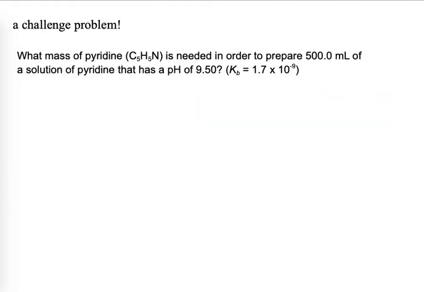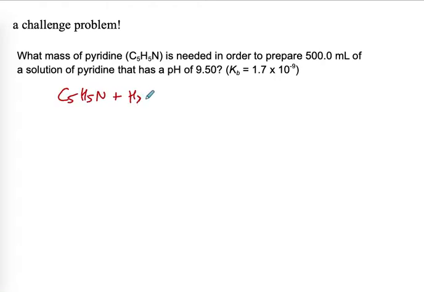One final problem that's a little bit challenging: what mass of pyridine, a weak base for which Kb is given, is needed to make a specified volume of a solution that has a specified pH? Well, let's begin by writing out our equation for the ionization. Never hurts to start with what we're given.